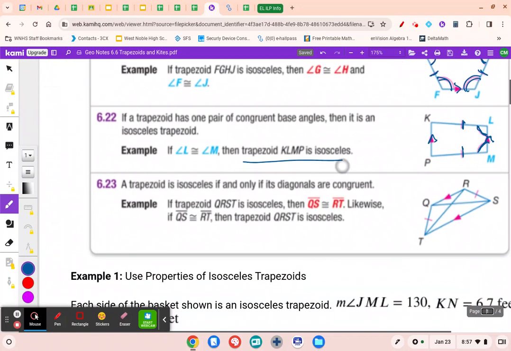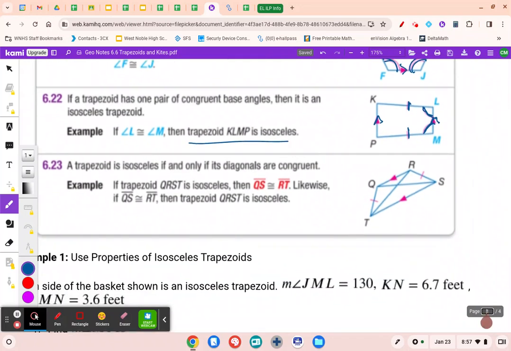And then lastly, 6.23: a trapezoid is isosceles if and only if its diagonals are congruent. So it's kind of like a rectangle in that its diagonals are congruent, a square also, I suppose, but it doesn't have any other rectangle properties. So these diagonals, QS and RT, are the same length. That's why we need to know, guys, when we're finding if something is a rectangle, that it is first a parallelogram. Because checking the diagonals could actually be finding you a trapezoid, not a rectangle, if it's not a parallelogram to start with.